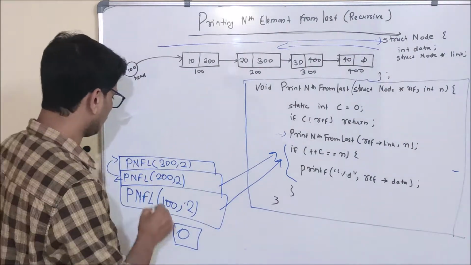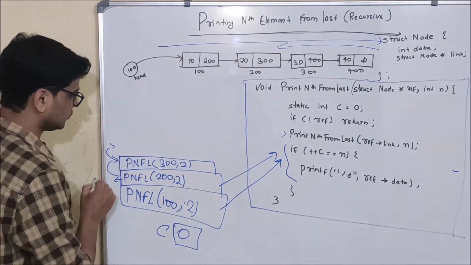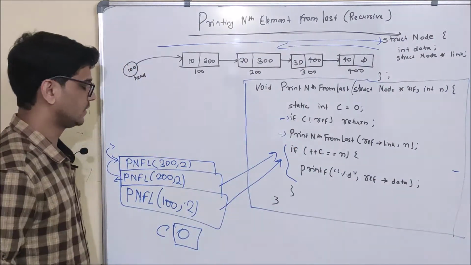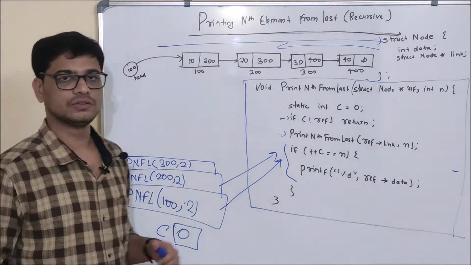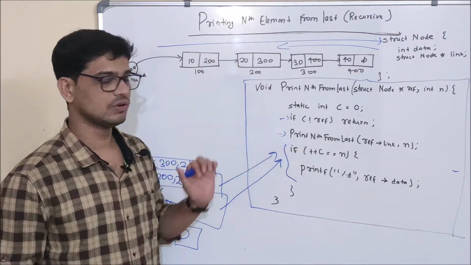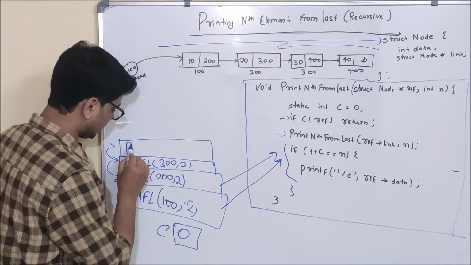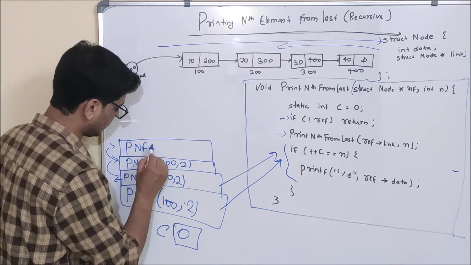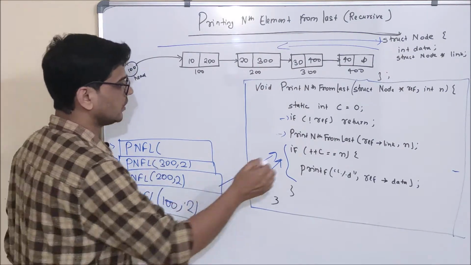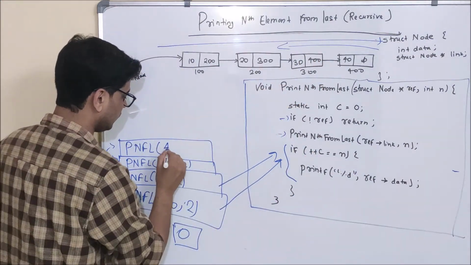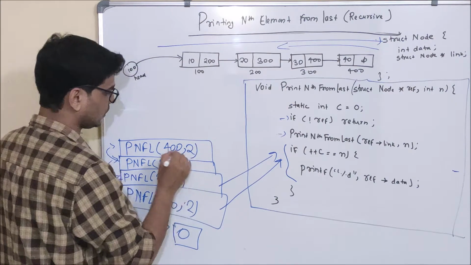Correct? Now this function will go for its own execution, it will come again, and first of all the if check will be done. What is ref? Ref is 300, so it is not null. Again a recursive call will be made, and this time PNFL print nth from last ref.link. What is ref? 300, so ref.link is 400. 400 comma 2 will be called.